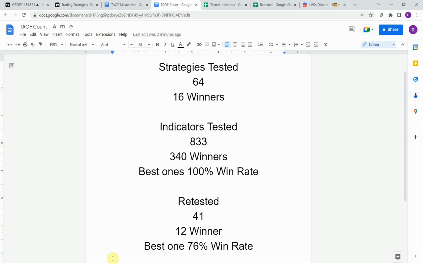We've also retested in the advanced testing 41 of the winning indicators. 12 of them have been able to maintain the winning status. The best one, a 76% win rate. Now, keep in mind that we test most of these strategies and indicators on the Forex and crypto market, but they can be applied to just about any market and time frame universally.